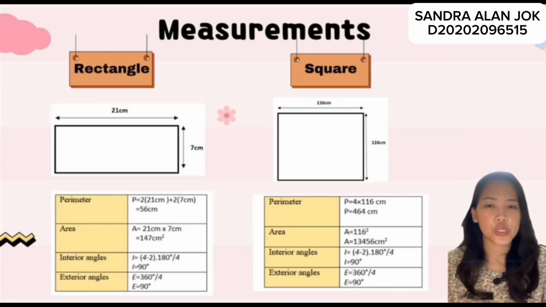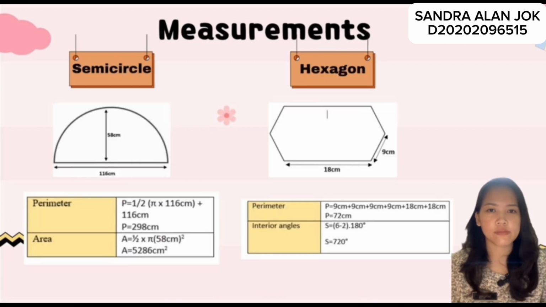Next, the measurement of each shape that we have found from Surau An-Nur, and the first one is a rectangle. The perimeter for the rectangle is 56 cm. The area is 147 cm square. Interior angles are 90 degrees. Exterior angles are also 90 degrees. Next, the perimeter of a square is 464 cm. The area is 13,456 cm square. The interior angles are 90 degrees. And lastly, the exterior angles are also 90 degrees.